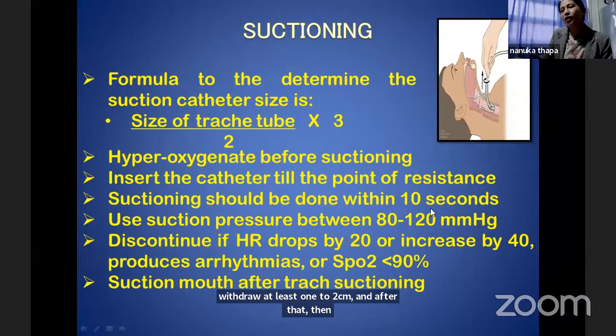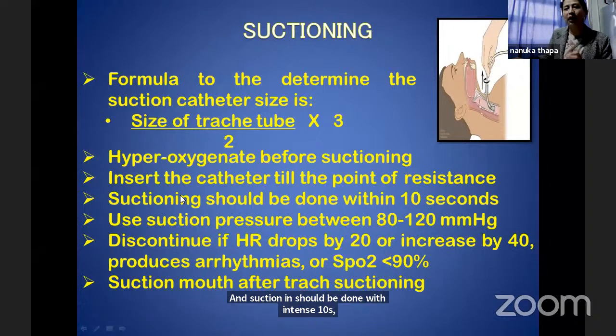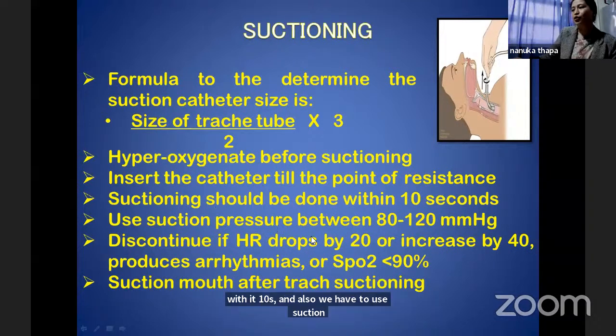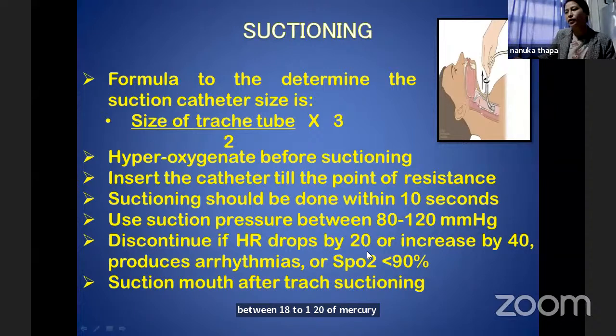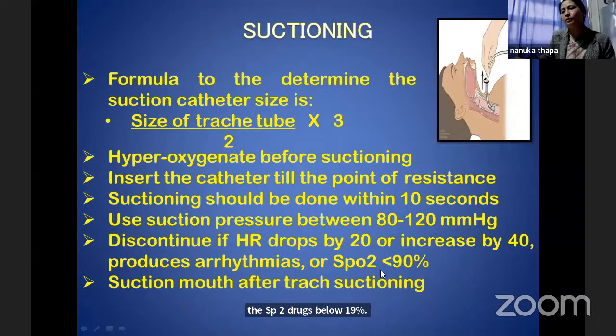And suctioning should be done within 10 seconds, because once you have started the suctioning, the patient won't get any air in the lungs. So we have to finish it within 10 seconds. And also we have to use suction pressure between 80 to 120 mm of mercury, okay? We have to discontinue if the heart rate drops by 20 or increases by 40, or it produces any arrhythmias, or the SpO2 drops below 90%. Okay, so once it drops below 90%, we have to connect the patient back to the ventilator. Then after doing the tracheal suction, we have to do the suction of the mouth.